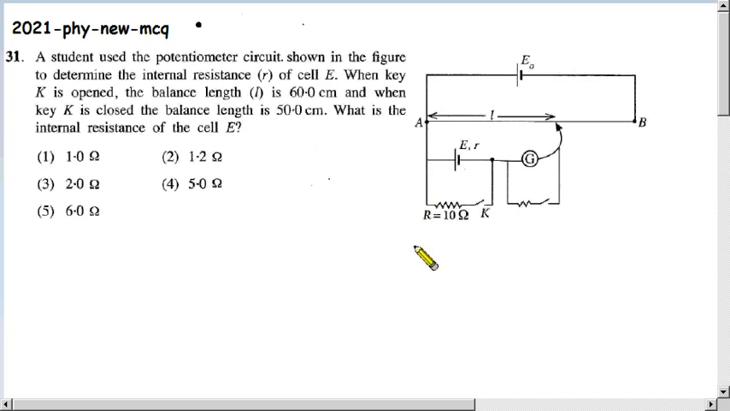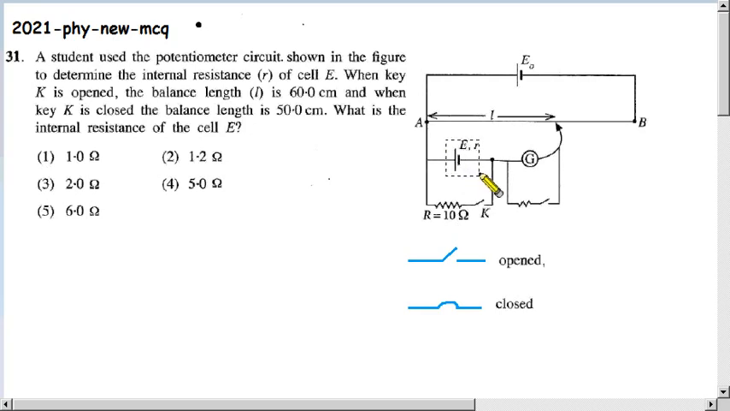So that means this key is like this. We call it opened. So when the key is like this, closed like this, it is closed. So let us take this one closed. This one is called closed. This one opened. So like that. What is the internal resistance of cell E?